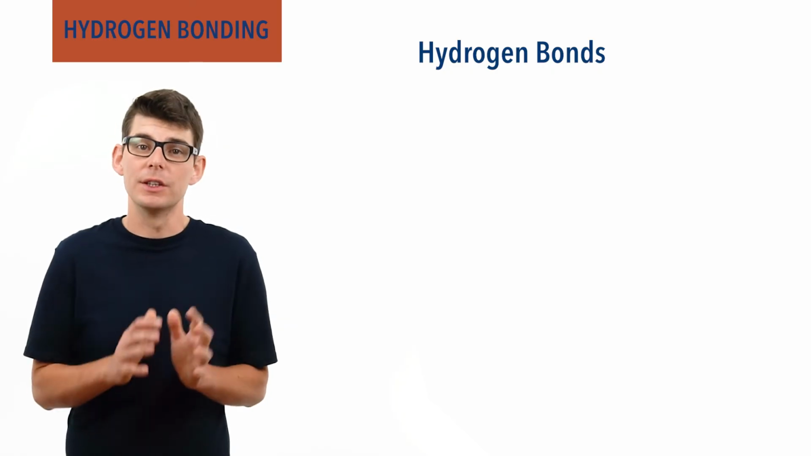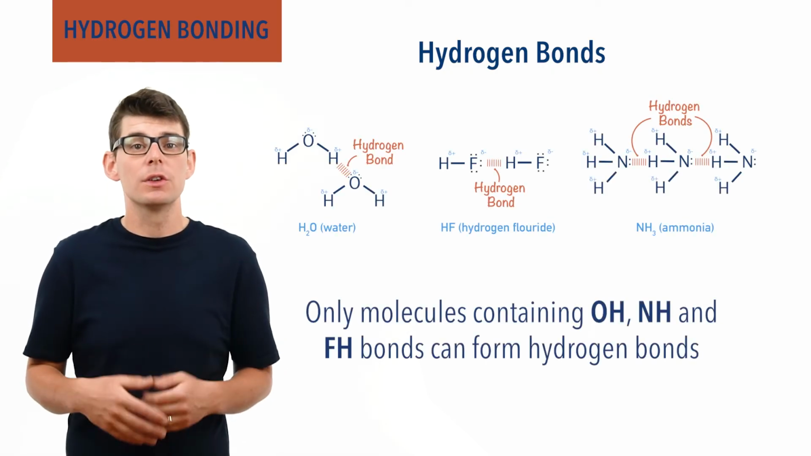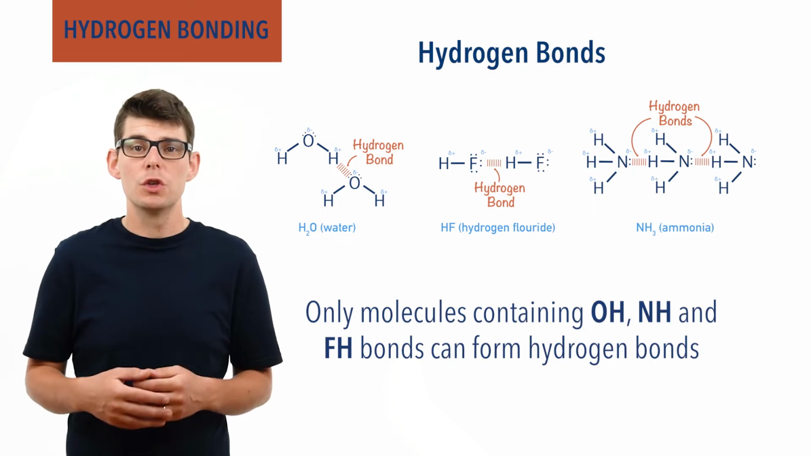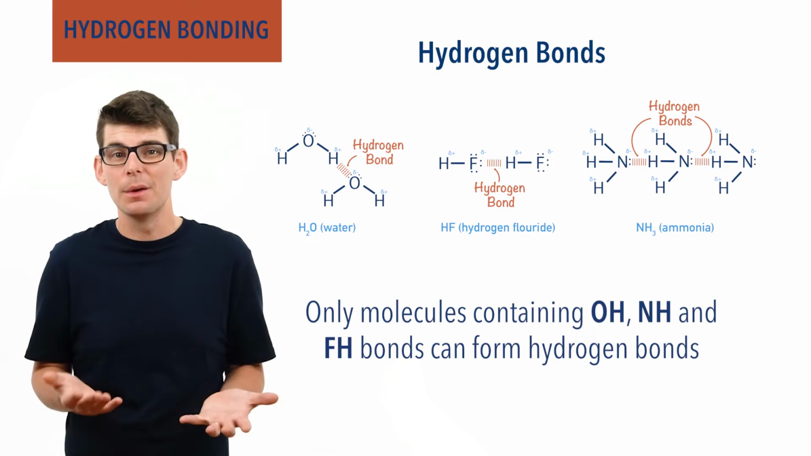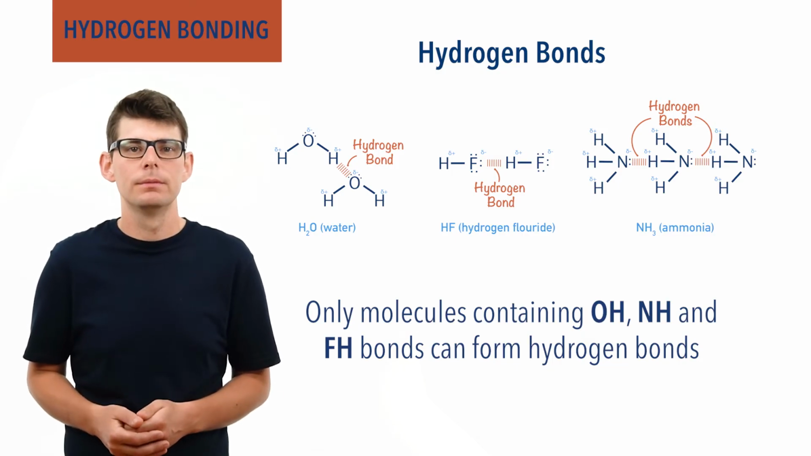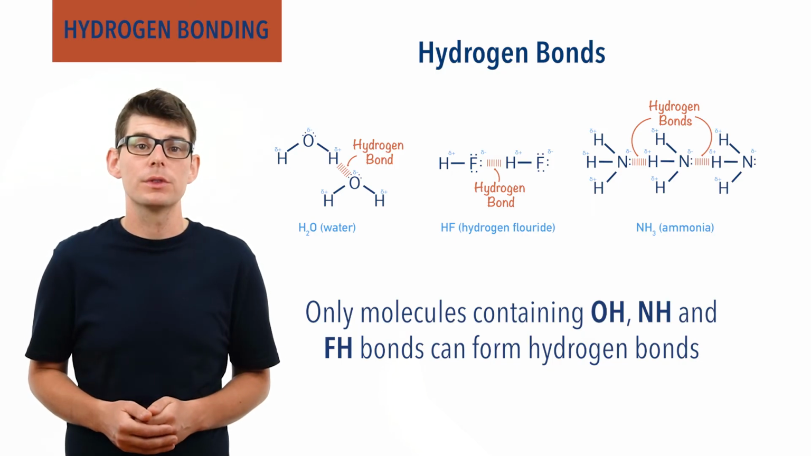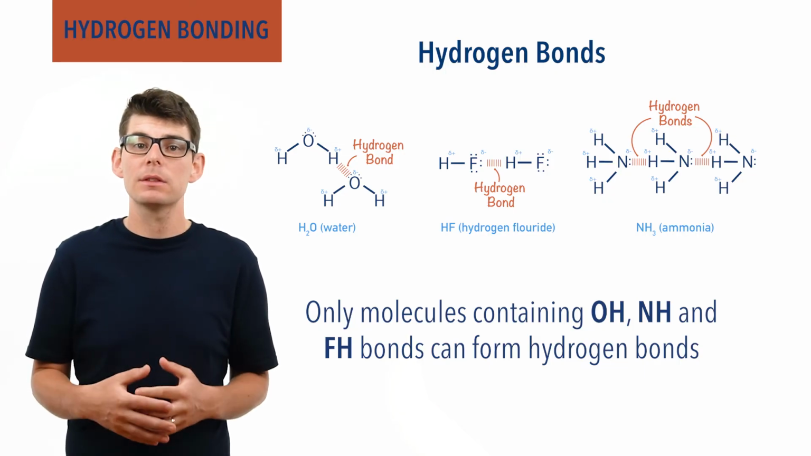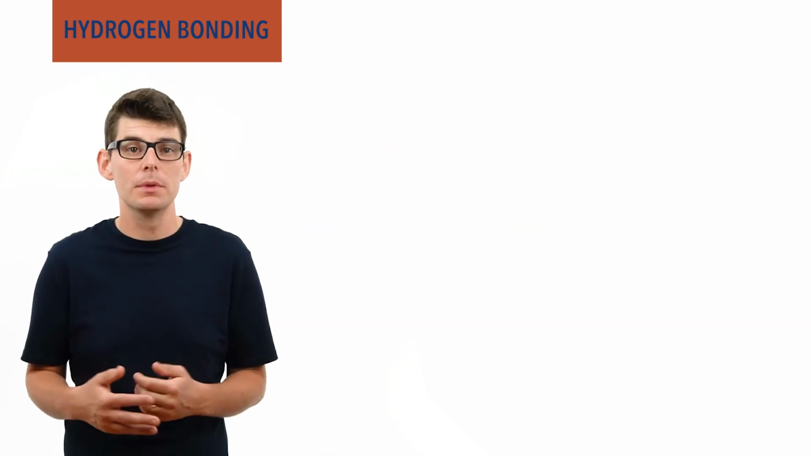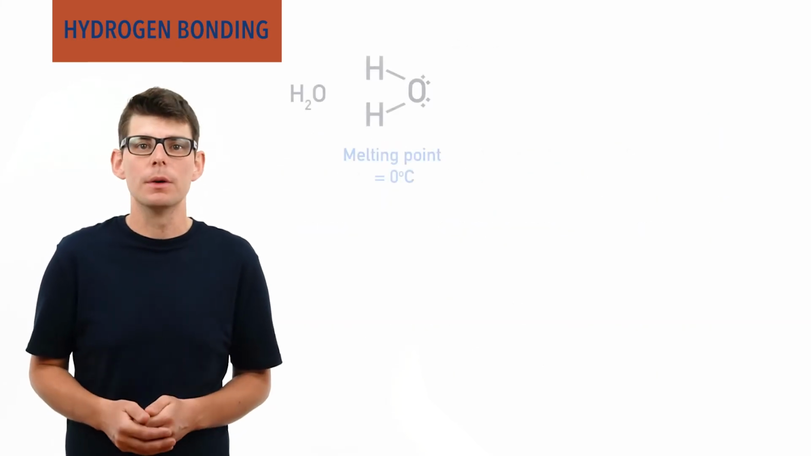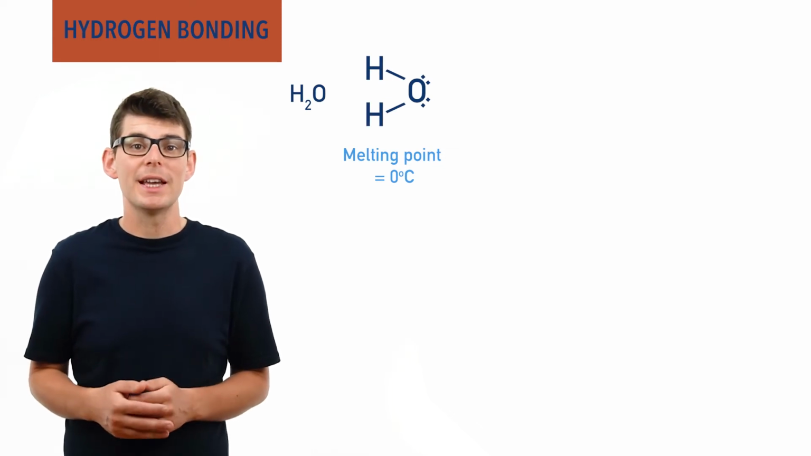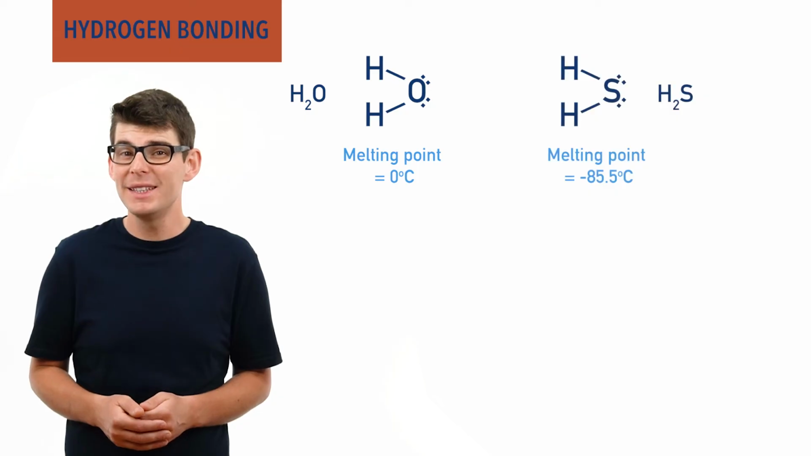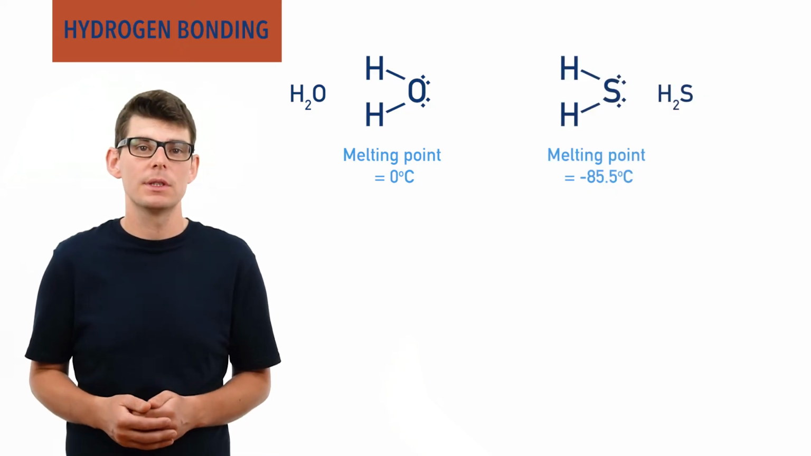Only molecules containing OH, NH and FH bonds can form these type of intermolecular forces due to the very high electronegativities of oxygen, nitrogen and fluorine, and the low electronegativity of hydrogen. The relative strength of hydrogen bonds compared to permanent dipole-dipole forces can easily be seen if we look at the melting and boiling points of substances that can form them. Water, H2O, has a melting point of 0 degrees Celsius. Hydrogen sulfide, H2S, has a melting point of minus 85.5 degrees Celsius.